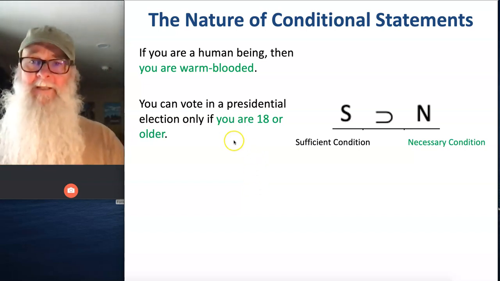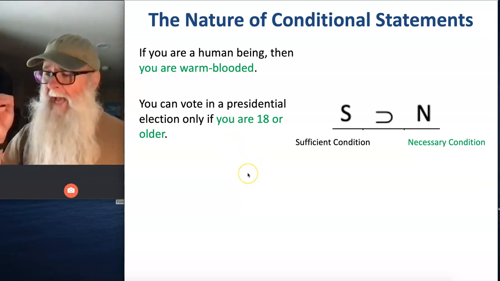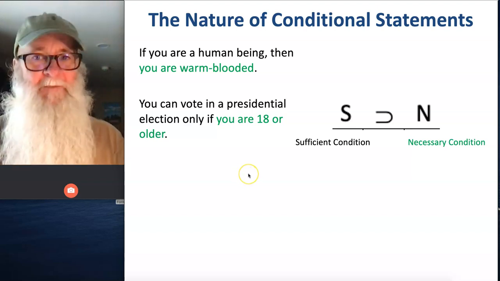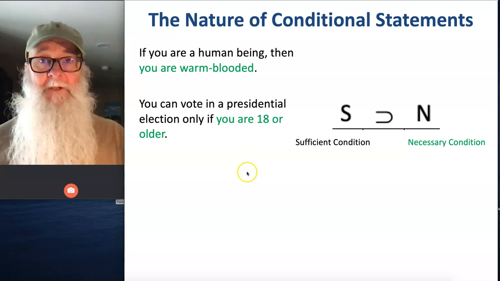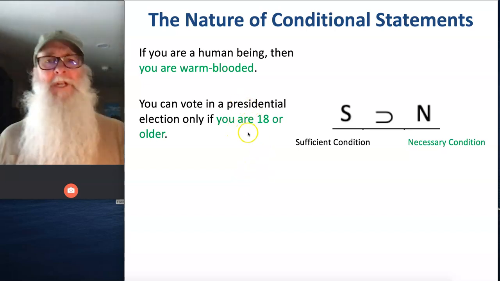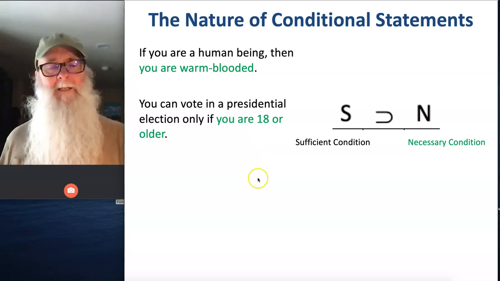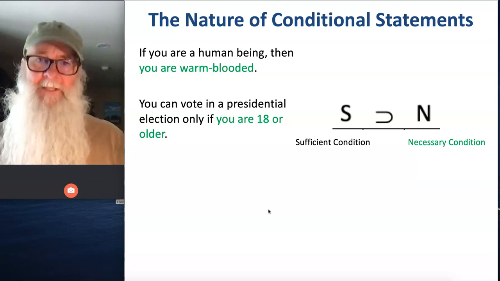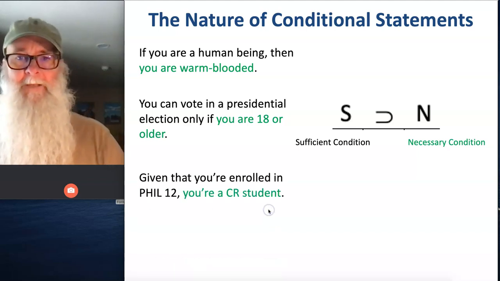If you are 18 or older, that is required in order for you to vote in a presidential election, but it's not sufficient. Okay, you have to register to vote. In some states, you have to not be a convicted felon and so forth. So you being 18 years or older is a necessary condition for voting in presidential elections, but it's not a sufficient condition to indicate that you can vote in presidential elections.